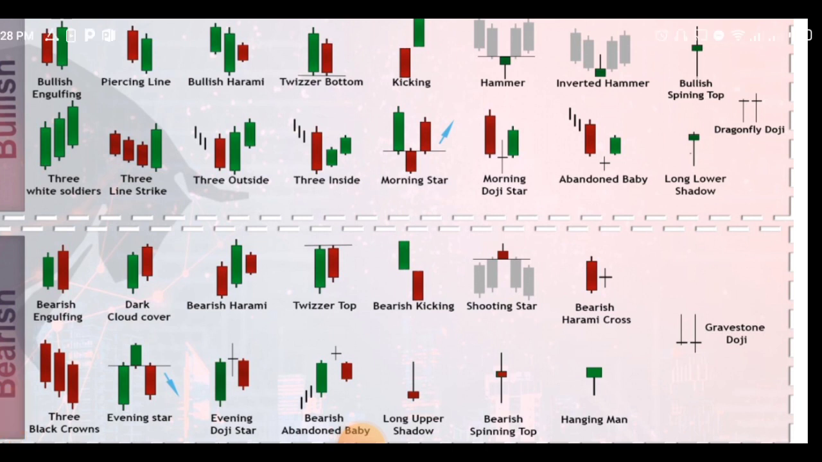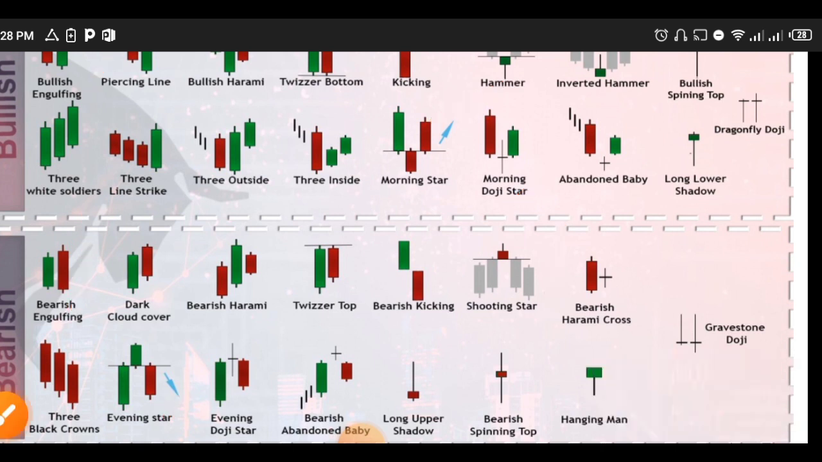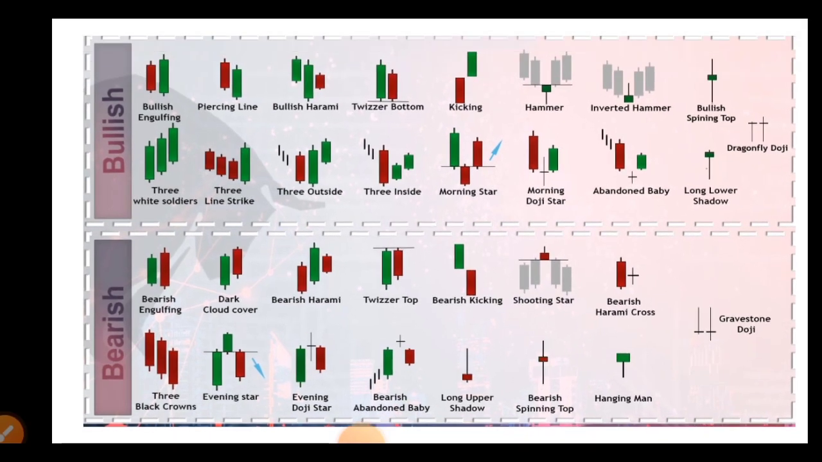Like what I use for myself, I use this, and I use my shooting star, and I use this evening star, and I use morning doji star, and I use this. So hammer, morning doji star, these 3 are okay for me. You can choose any, you can choose even only one, just be using only one, to compile into your strategy.